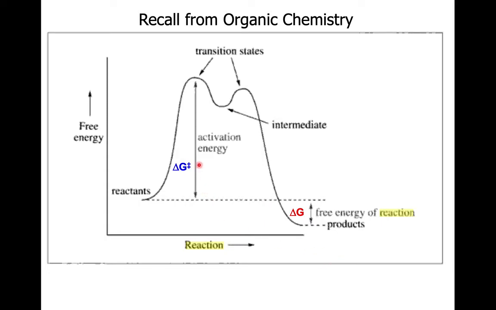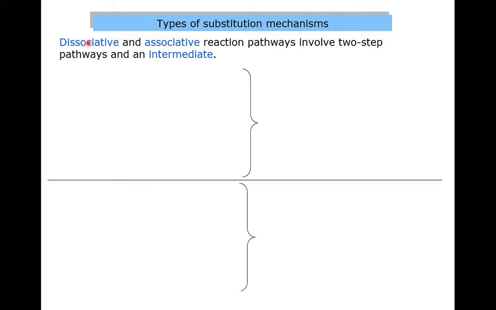Two distances of note here are the energy from the reactants up to this transition state. That's the free energy of activation. We'll call that delta G double dagger. And from the reactants to the products, this is the free energy of reaction. So we're going to talk about two different main reaction pathways, a dissociative and an associative reaction pathway. Both of these are two-step pathways and they involve an intermediate.